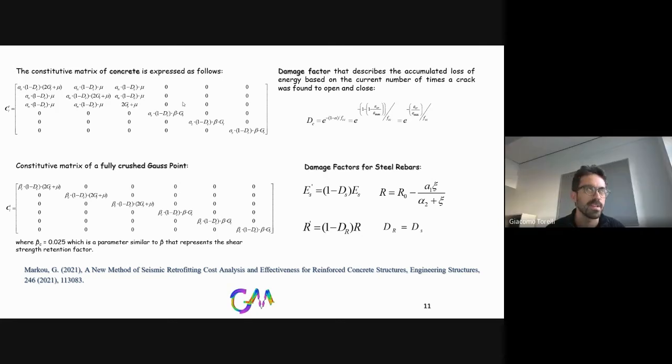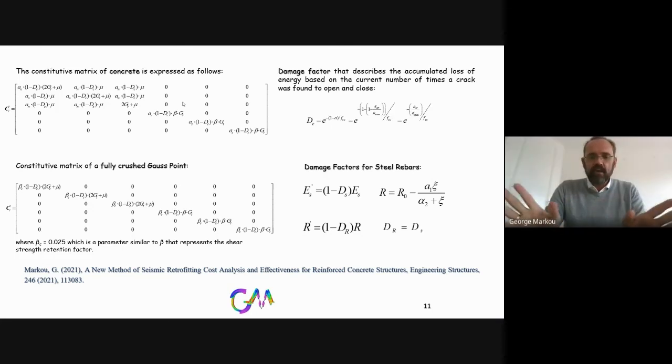Okay, so there isn't any energy-based criterion to spread damage or anything like that? No, everything is done according to the stress state and the strain state of each and every finite element.